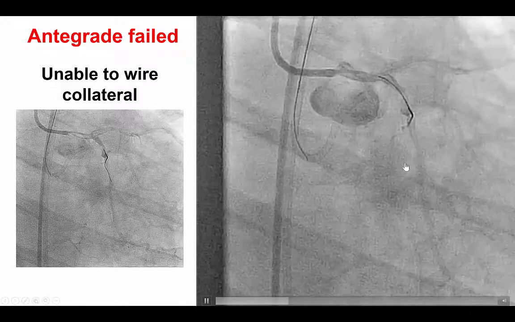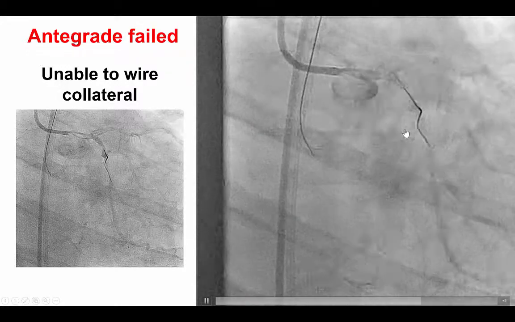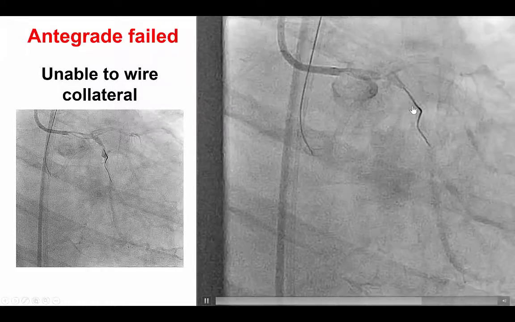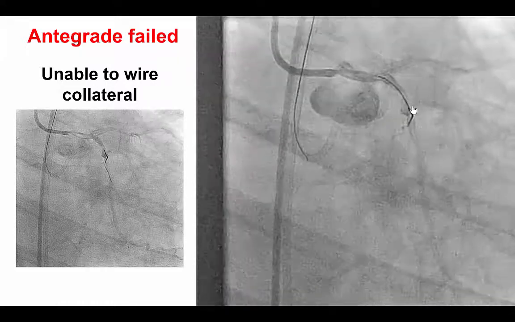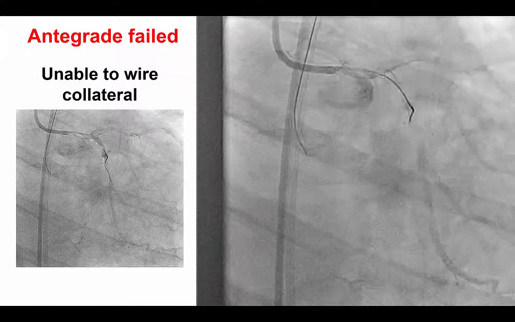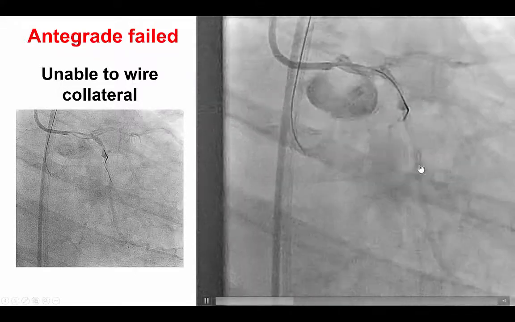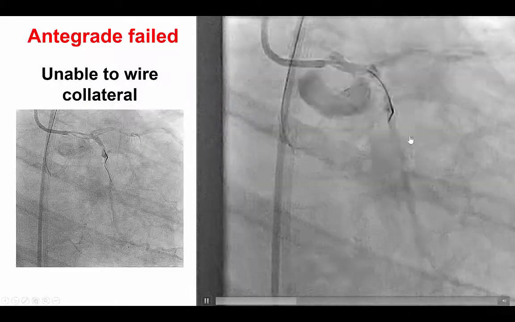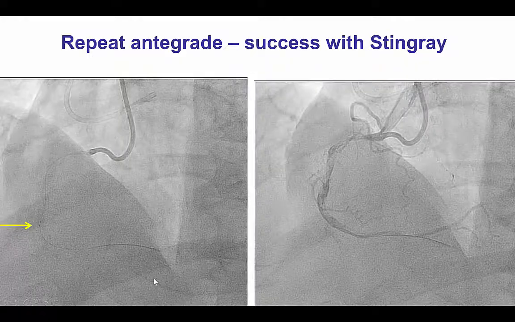We had a very hard time engaging this epicardial collateral, and that is why we used the Venture microcatheter, which is a catheter that can be torqued in the proximal tip and then create a bend at the distal tip in an attempt to get into the branch. However, as is evident, the wire actually had a very hard time entering this collateral. So we stopped this attempt, and then we resumed antegrade crossing attempts.